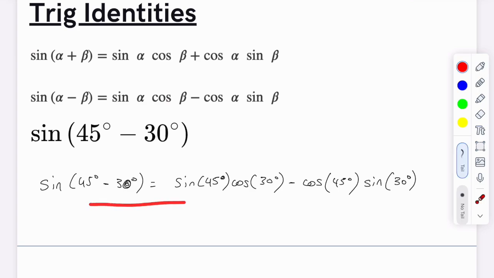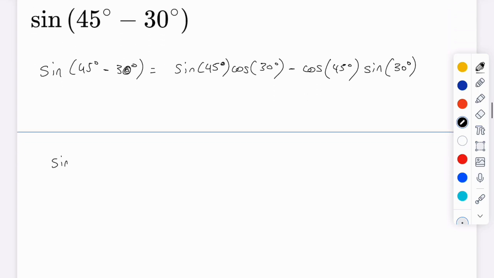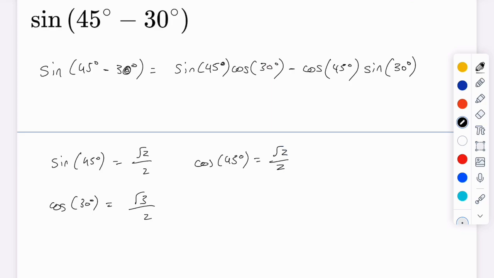So we've expanded again according to this formula. So what do we say? Well, we know that sine of 45 degrees is equal to root 2 over 2. We know that cos of 30 degrees is equal to root 3 over 2. We know that cos of 45 degrees is equal to root 2 over 2. We know that sine of 30 degrees is equal to a half, right? Perfect. We've got what we need now.